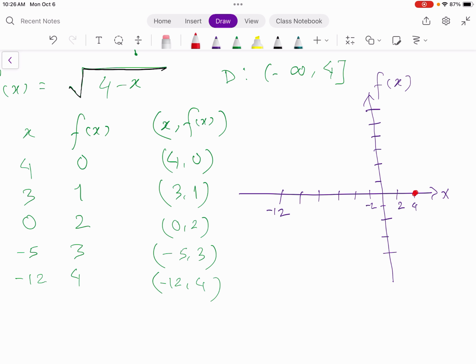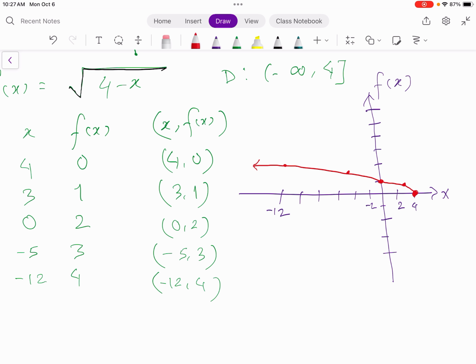(3, 1). (3, 1) is here. (0, 2) is here. (-5, 3). This is 4, -5, and 3 is here. (-12, 4). -12 is here, 4 is here. Okay, so our graph looks like this. So you can extend your graph all the way to the left, but there is no graph on the right from 4.